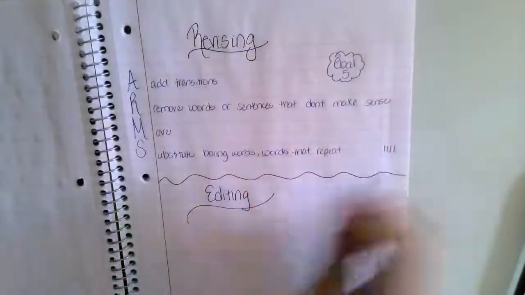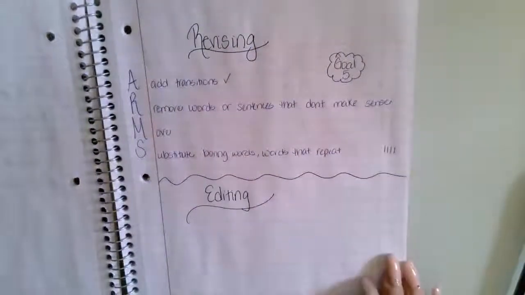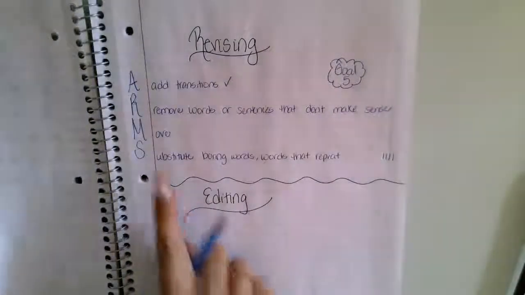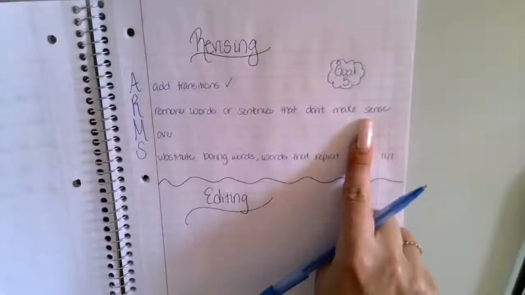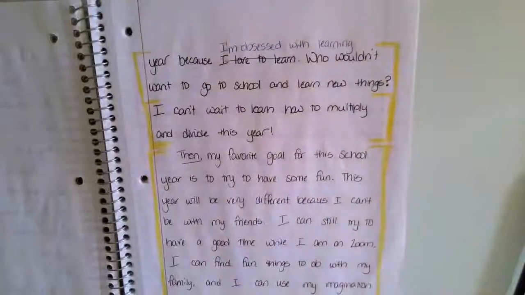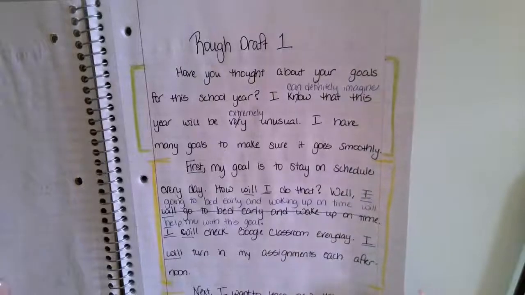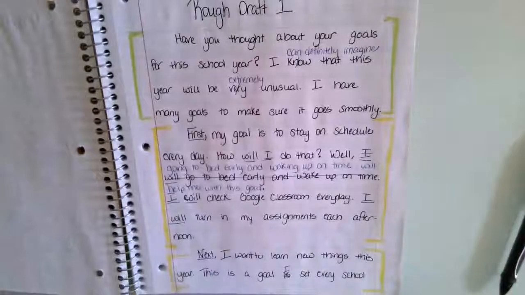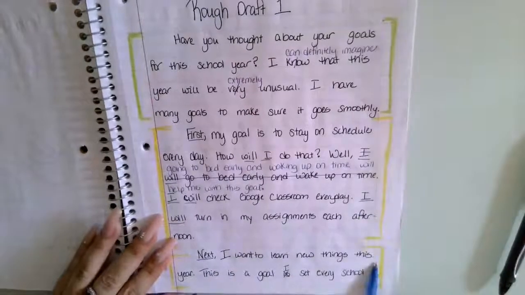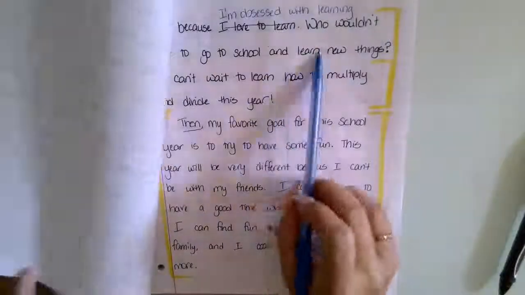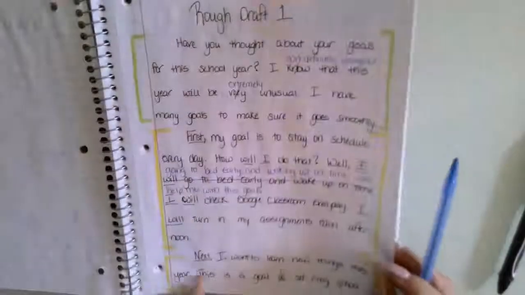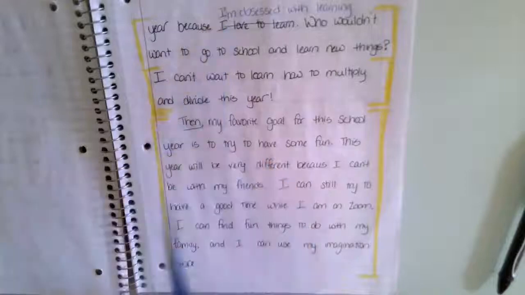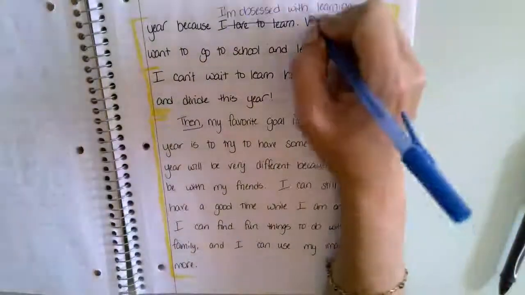You can see with my revising, I really like this S, right? But I already added all my transitions, so I can't do any A's. And so far, everything seems to make sense. All right, so I'm obsessed with learning. Who wouldn't want to go to school to learn new things? Should I move that? You know what? I think that makes more sense after next. So watch. Next, I want to learn new things this year. Who wouldn't want to go to school and learn new things? This is a goal I set every year because I'm obsessed with learning. So yeah, I'm going to move this.